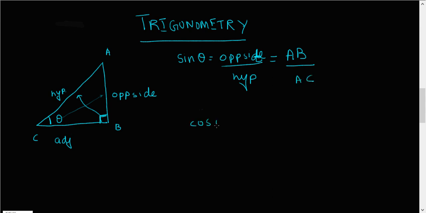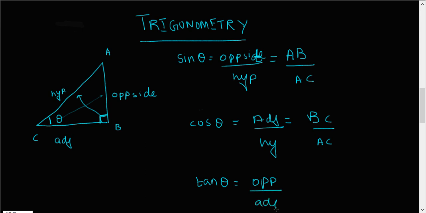Then cos theta stands for adjacent side by the hypotenuse. The adjacent side with respect to this angle theta is BC, so BC by the hypotenuse, that is AC. Then there is tan theta. Tan theta is opposite side by the adjacent side. The opposite side is AB and the adjacent side is BC.